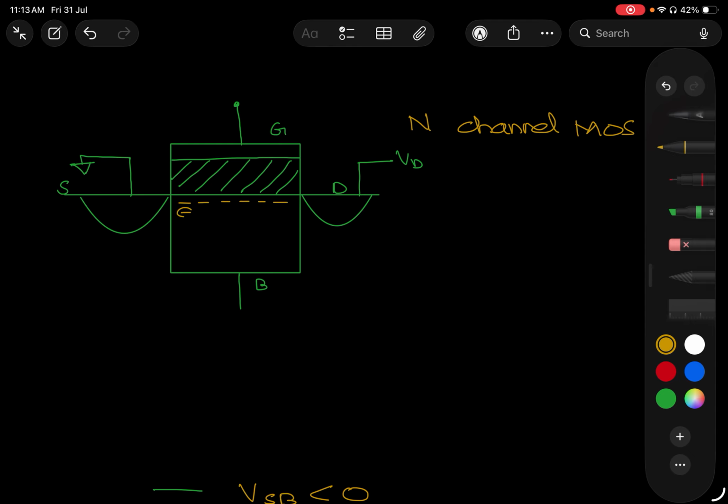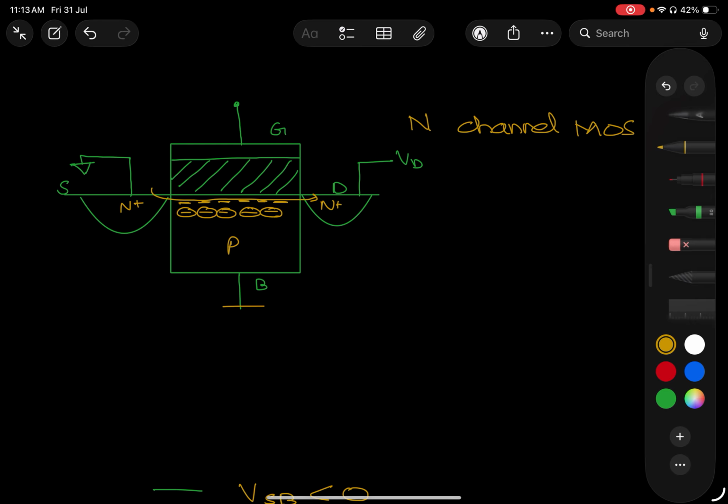Up to some point, some ions will come like this, since it's an N-channel MOSFET, the body is P-type, and these are N plus, N plus. So some Na ions will come over here, and after that the electrons will come over here. Then the current will conduct like this.